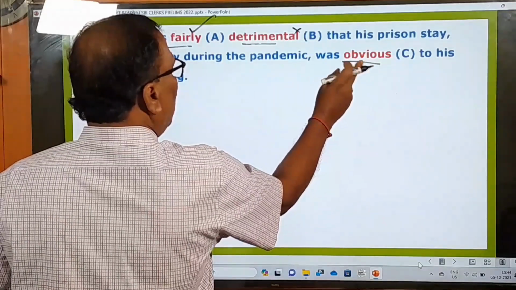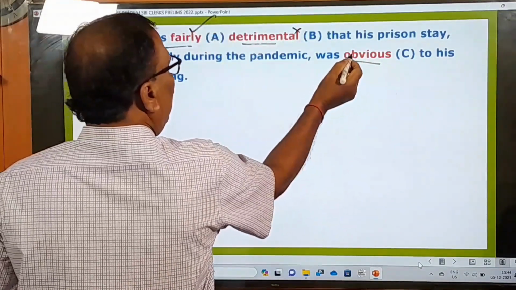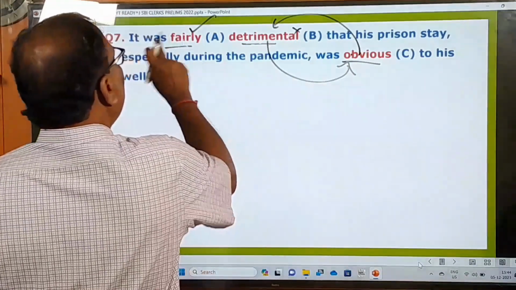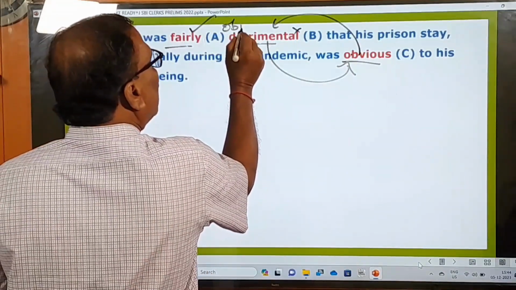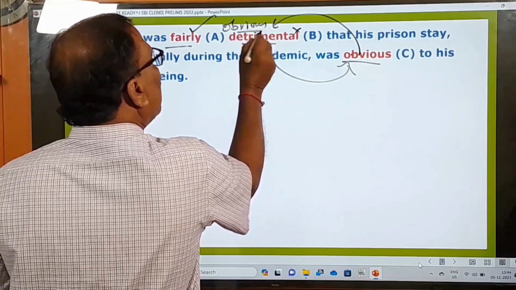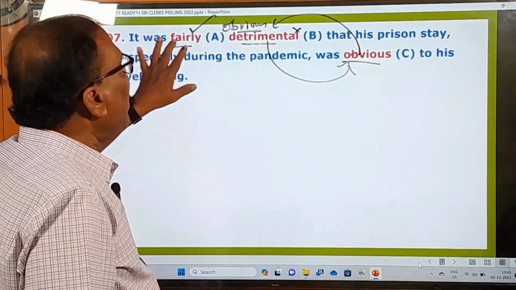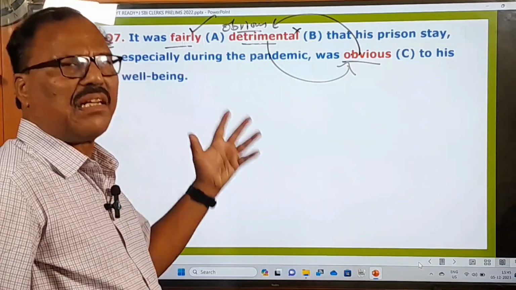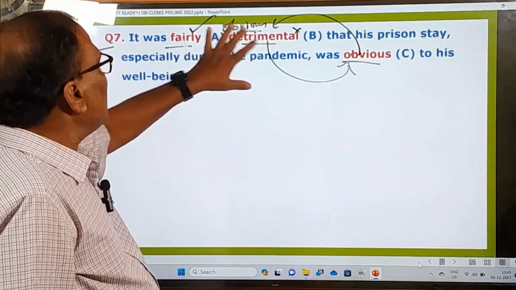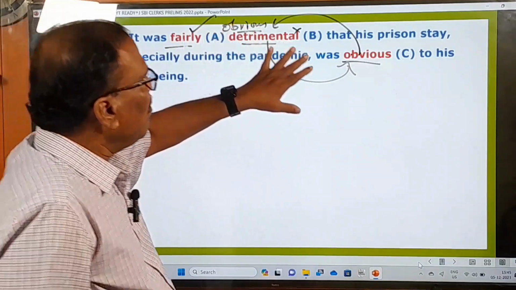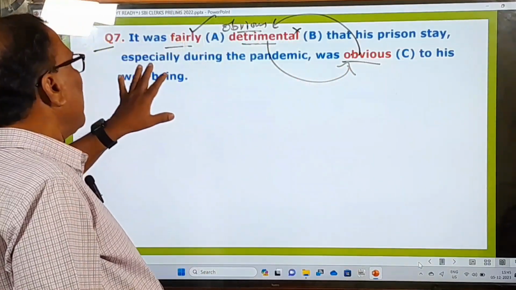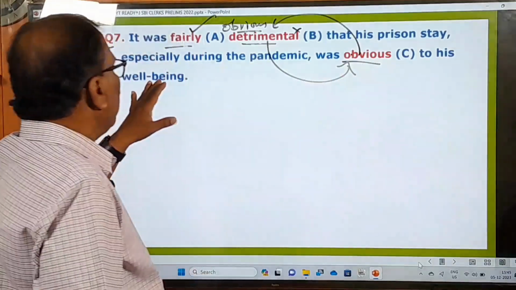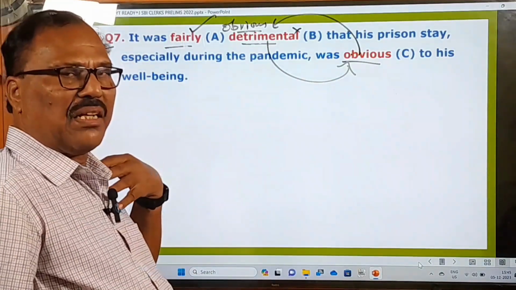But what must be used here? This C, automatically this must be here. This obvious must be here. Detrimental must be here. Okay. It was fairly obvious. Obvious means clear. It was fairly clear. Fairly means practically, nearly clear. It was fairly obvious means it was practically clear. That his prison stay, especially during the pandemic, was detrimental to his well-being. Well-being means health and welfare.